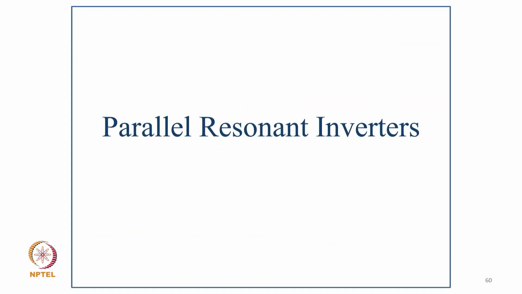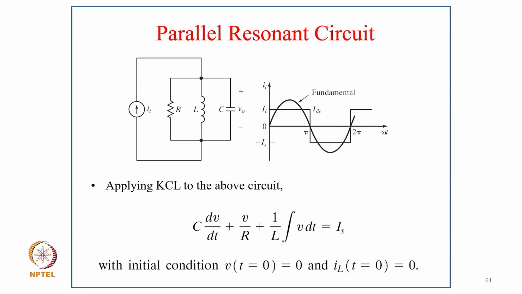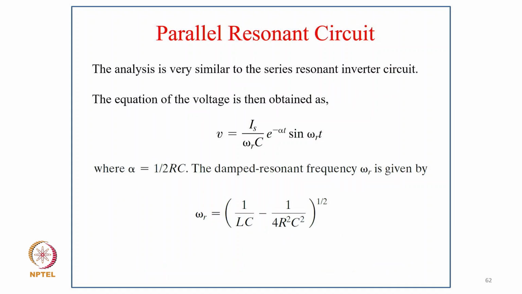Now coming to parallel resonant inverters. In the parallel resonant inverter, you can clearly see the inductor and capacitor come in parallel to the load resistance, and you can see clearly how the voltage and current waveforms look. The voltage becomes sinusoidal. Applying KCL to the whole circuit, C dV/dt + V/R + (1/L)∫V dt = Is, with initial conditions V = 0 and IL = 0. The analysis is very similar to the series resonant inverter circuit.